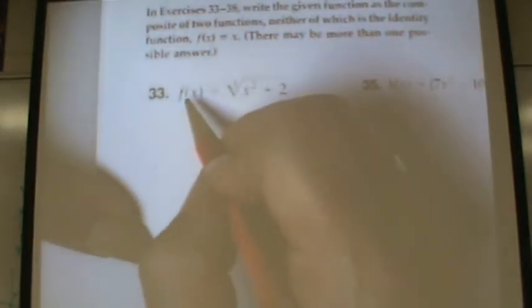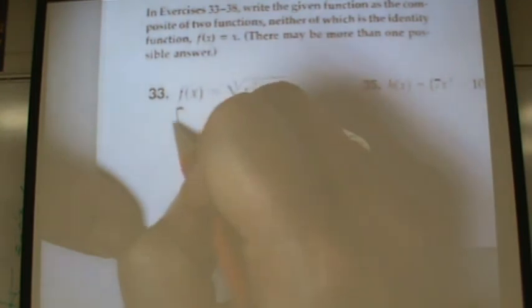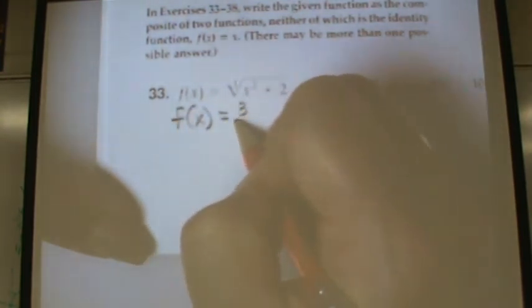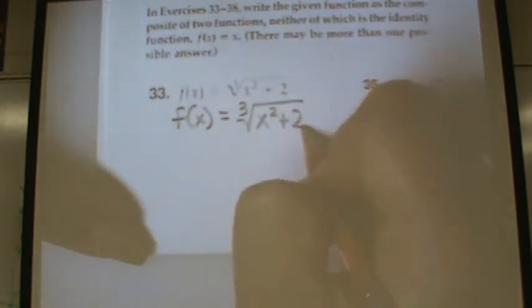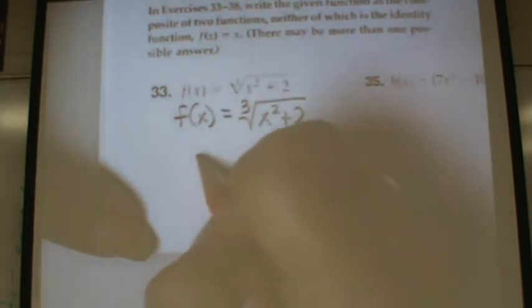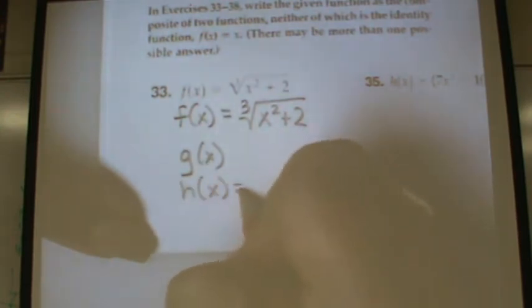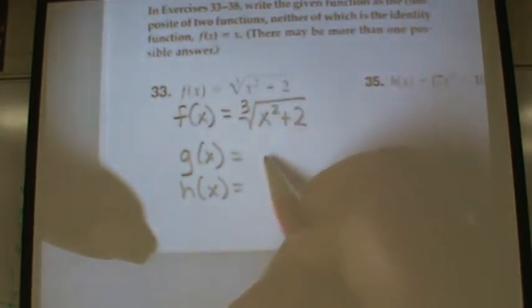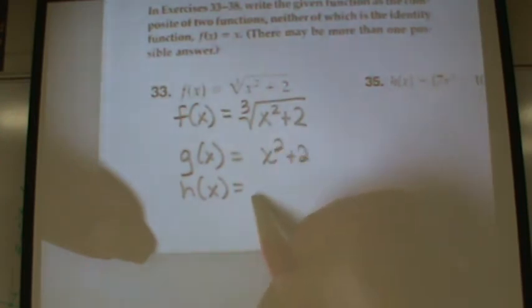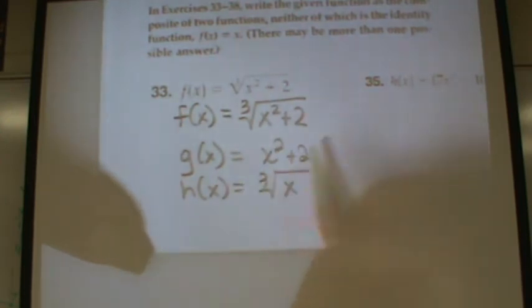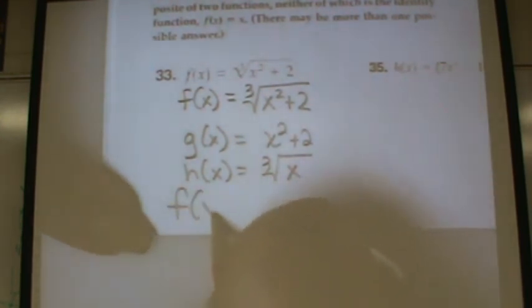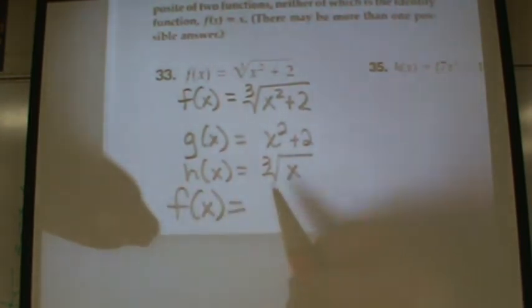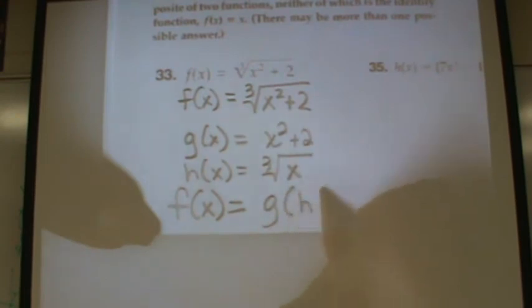For 33, 35, and 37, you're going to split these functions. So if f of x is the cube root of x squared plus 2, I'm going to rewrite two new functions. Let's use g of x and h of x. I'm going to call g of x what's underneath here, x squared plus 2. And h of x is going to be the cube root of x. So f of x is consisting of g of h of x.